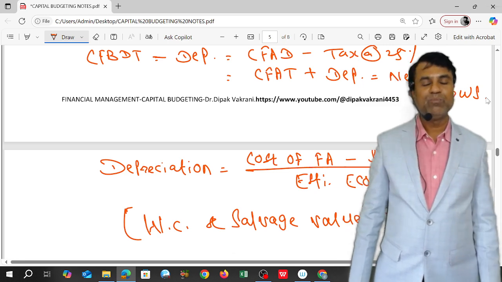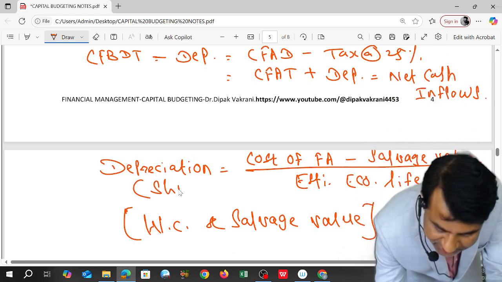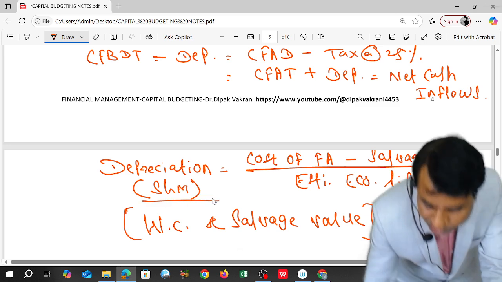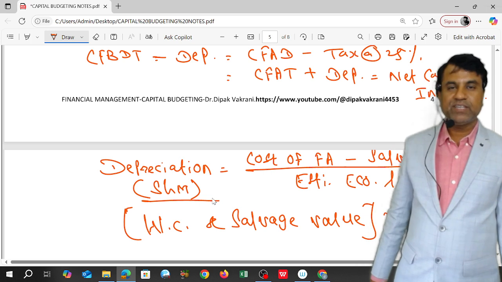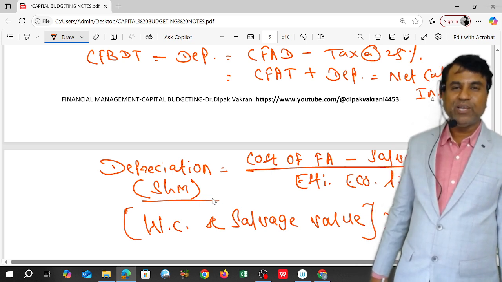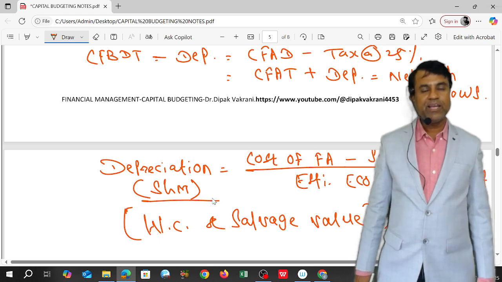डिप्रीशिएशन कैलकुलेट करने का फॉर्मूला भी मैंने बोल दिया. And this is the formula for calculation of depreciation by straight line method, fixed installment method और ओरिजिनल कॉस्ट ऑफ the depreciation method. Formula is cost of the fixed asset minus salvage, scrap or residual value divided by estimated economic life of the asset. So this way around we all can finish it.